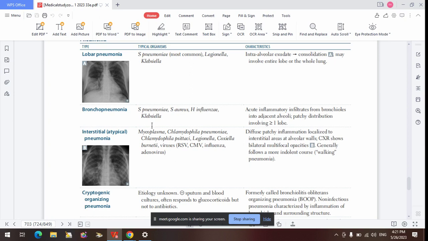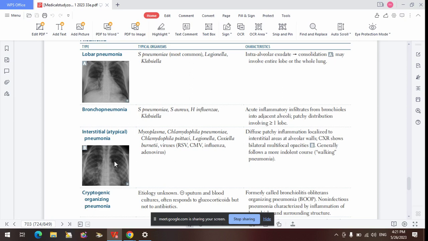Just like Kleb can cause bronchial pneumonia and lobar pneumonia. So if we are given the diagram, depending on whether it's lobar or bronchial, you know exactly what's the most likely implicating organism.